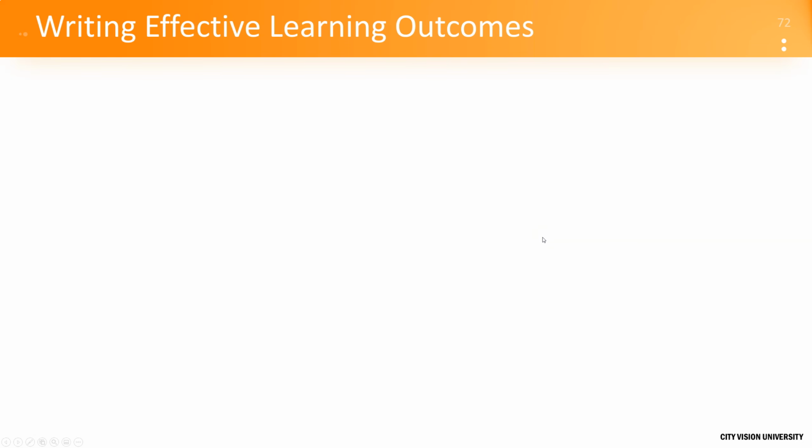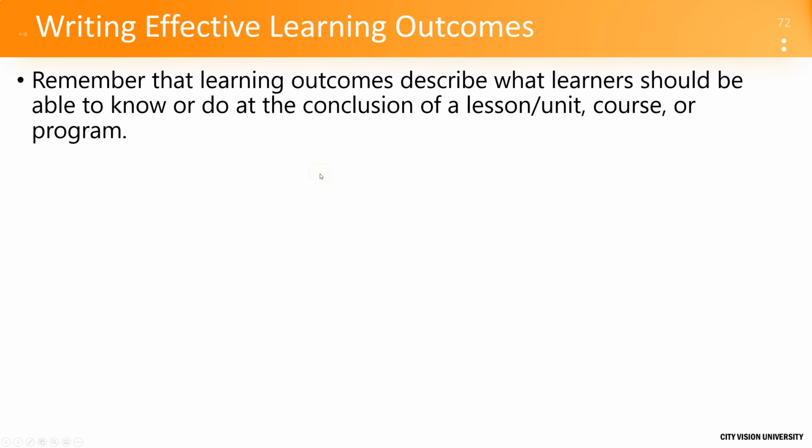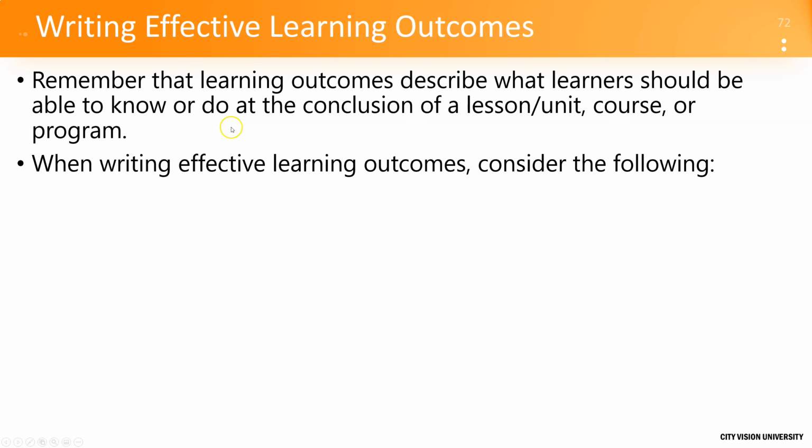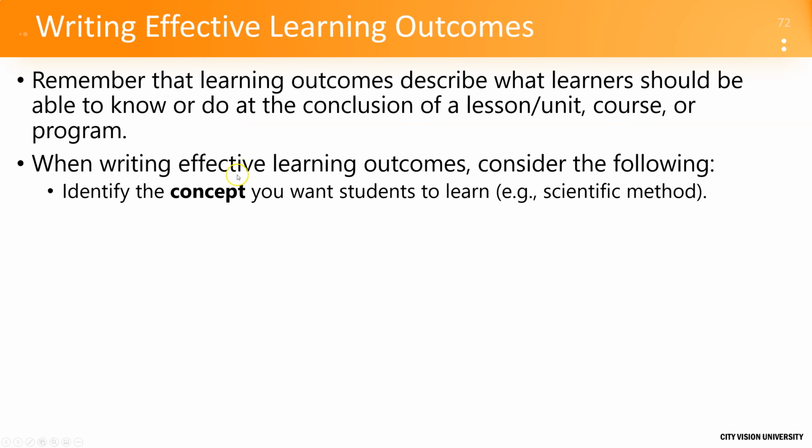So writing effective learning outcomes is a science. It's very challenging. I try to train people in it, and a lot of times people don't get it. So what they do is, learning outcomes should describe what learners should be able to know or do at the conclusion of a lesson, a unit, a course, or a program. So when writing learning outcomes, you have to identify the concept you want students to learn.